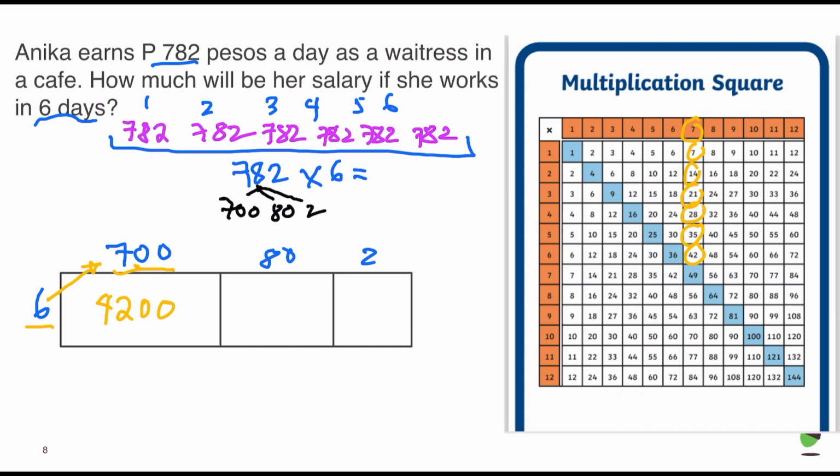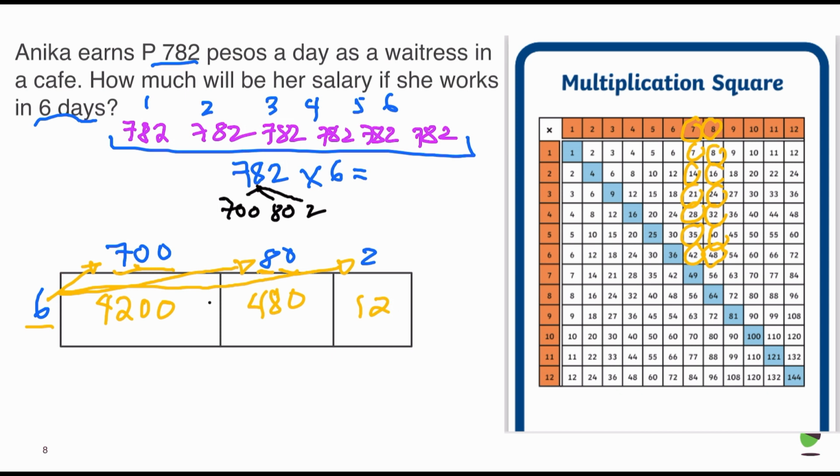Okay? So, 80, we repeat 80 six times. So, let's start with the 8 first. So, 8, we repeat it 6 times. 1, 2, 3, 4, 5, 6. That's 48. So, 48, and then we bring down the 0. Then, lastly, we have 2. We repeat 2 six times, and obviously, that would be 12.